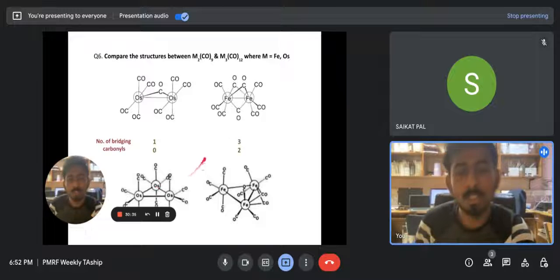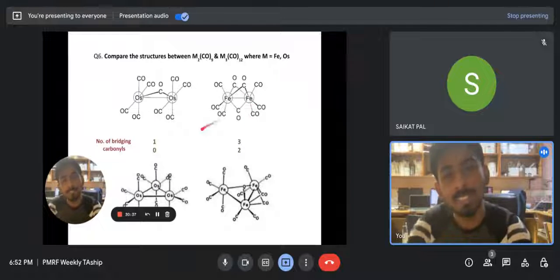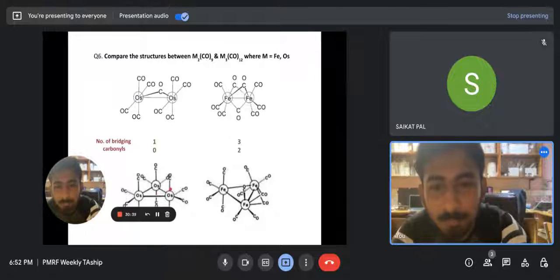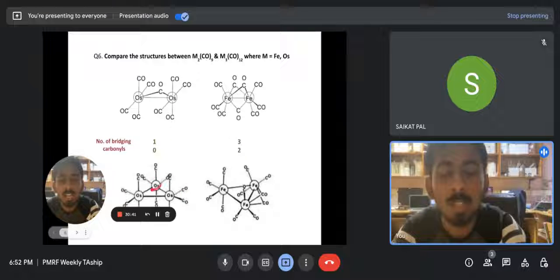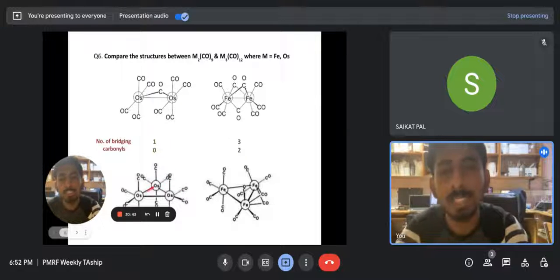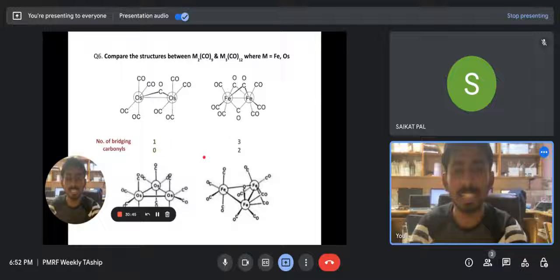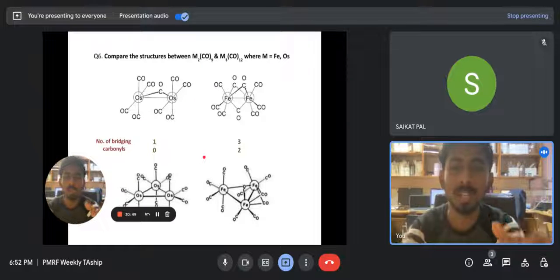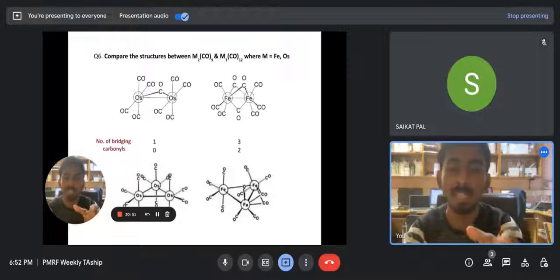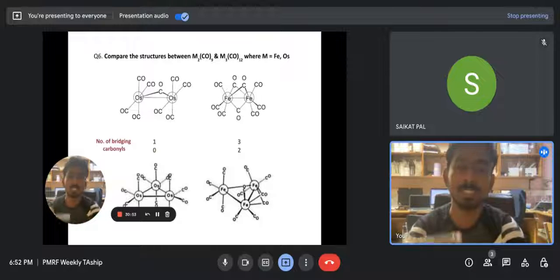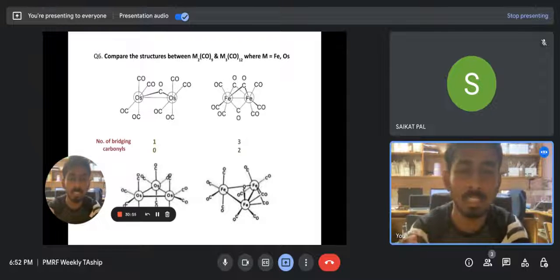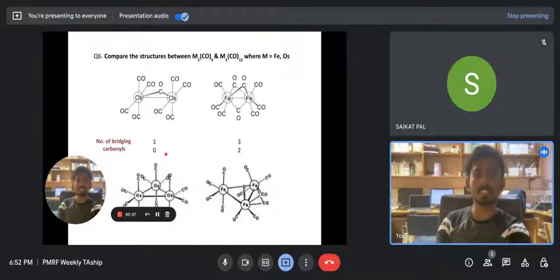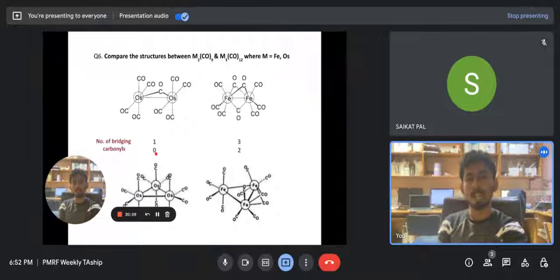We have actually discussed this example in the previous slide. Here you can see there are no bridging carbonyls between these osmium moieties, because I have already stated that the number of bridging carbonyls is less for molecules where the heavier congener is present. Osmium is the heavier congener, so there are 0 bridging carbonyls.